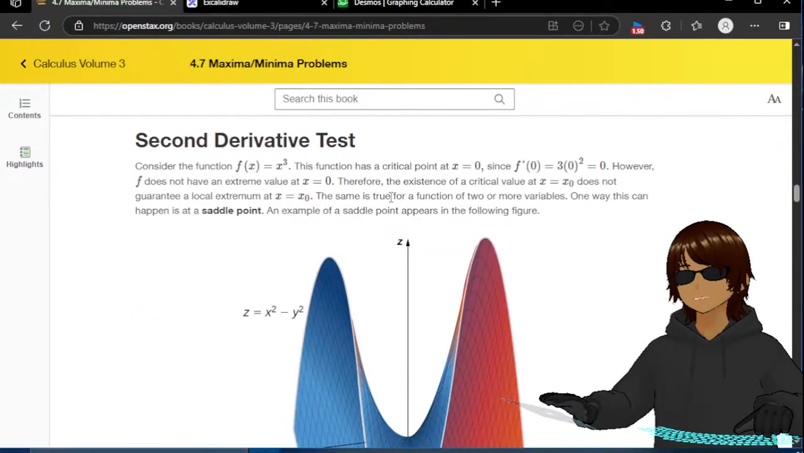Same is true for a function of two or more variables. One way this can happen is at a saddle point. An example of a saddle point appears in the following figure.